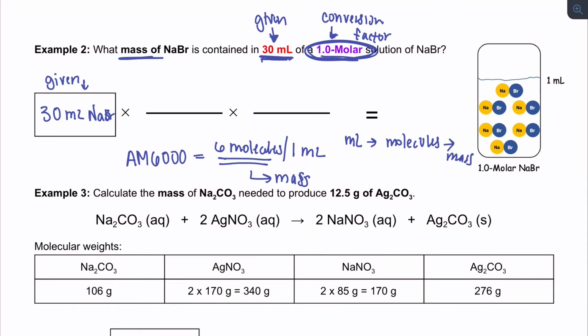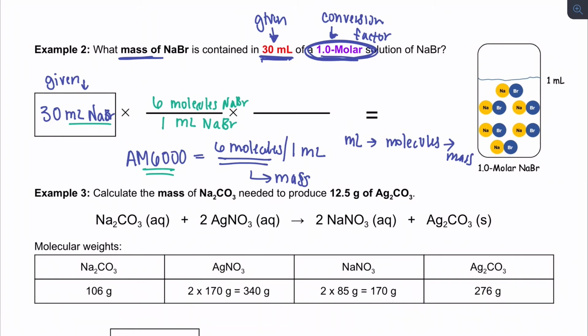So now we need to fill in our conversion factors. In order for dimensional analysis to work, the units must cancel out, and canceling happens when something's on the top and on the bottom. So on the bottom of this first conversion factor, we know there must be milliliters of sodium bromide. And because we're using the AM6000 concept, we'll put molecules on top. And then we fill in the numbers, 6 molecules per 1 milliliter.